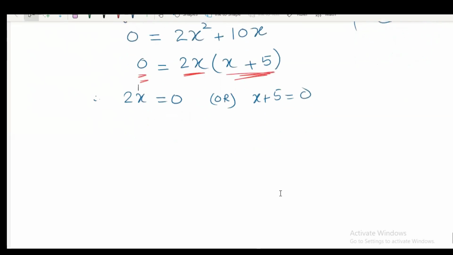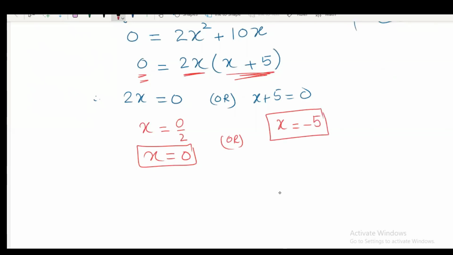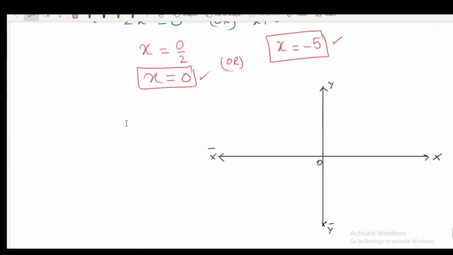So the x-intercepts are x equals 0, or x equals minus 5. There are two x-intercepts here: 0 and minus 5. Now, start to sketch. 0 and minus 5 are the x-intercepts, so I'm going to mark minus 5 here.